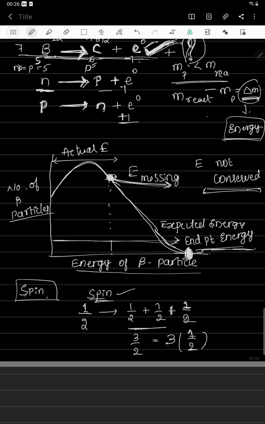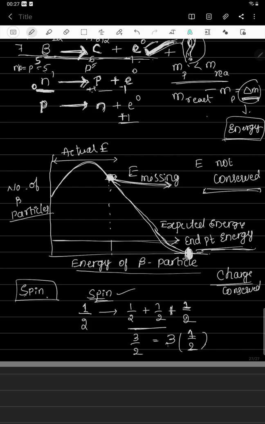Now in the above reaction, if you look at the charge, the neutron is a neutral particle, the proton has plus 1 charge, and the electron on the RHS has minus 1. So plus 1 minus 1 is 0, the charge on the RHS is 0, and the charge on the LHS is also 0. So charge is conserved.